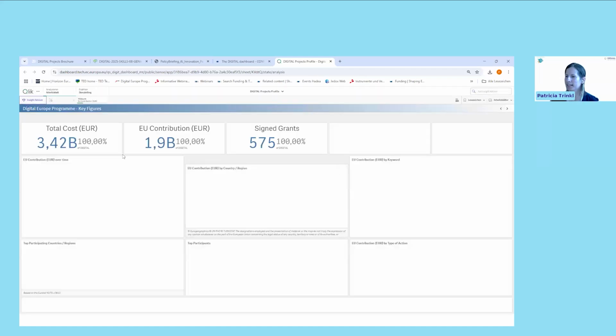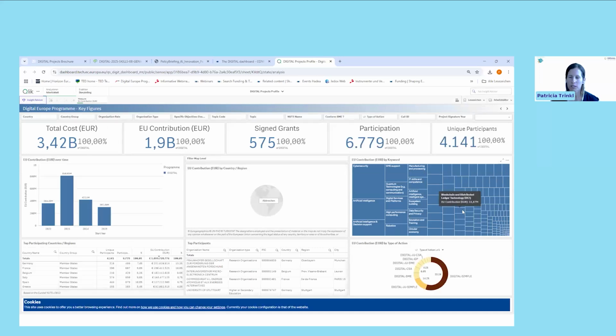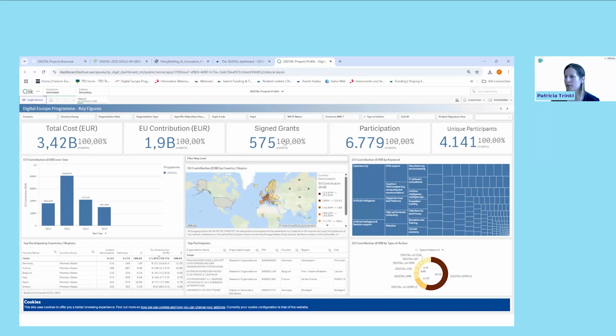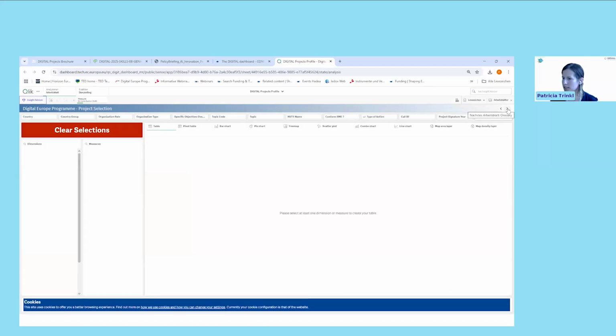So, okay. We are coming to a dashboard where you can see some key figures, facts and figures. So how much EU contribution, how many signed grants, how many participations, etc. So if you're interested in what happened in your country, you are able to filter, for example, here on your country. But this is not what I want to show you. What I want to show you is something much nicer. Okay, so this is like a pivot table. So this is the source data, which is provided in the background.